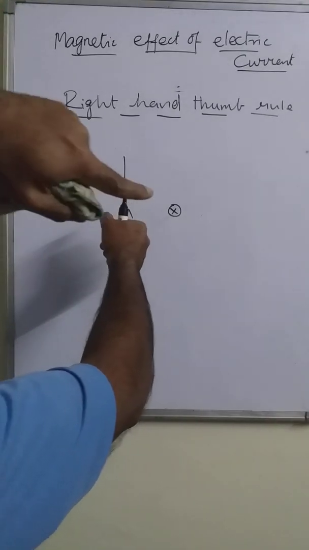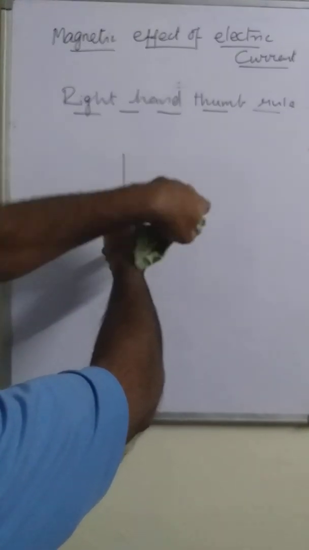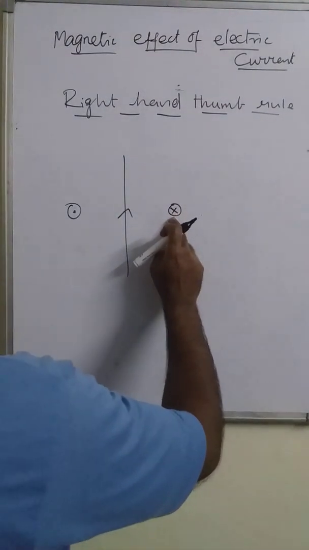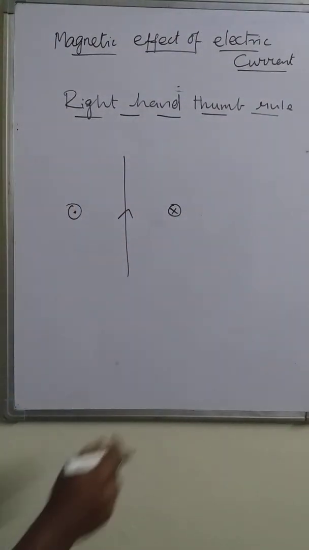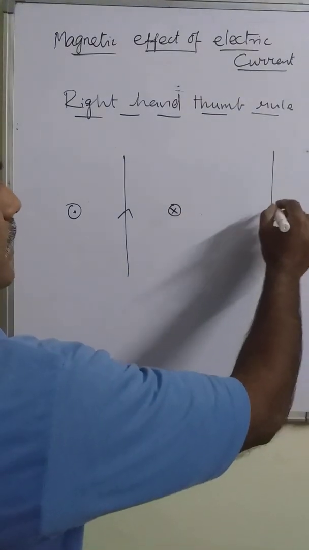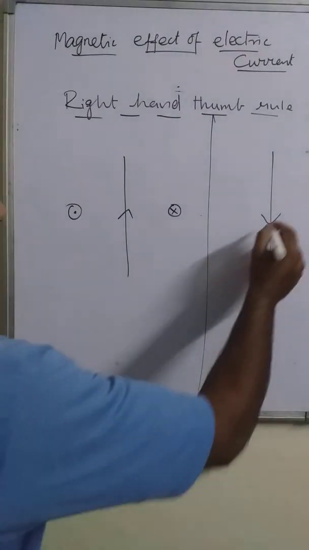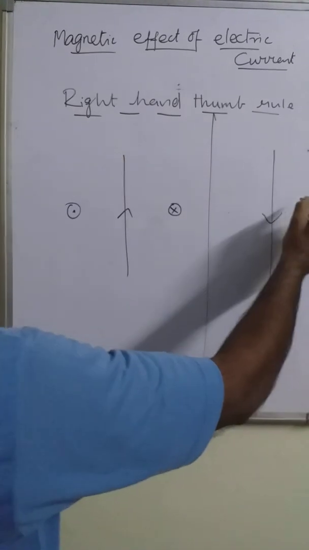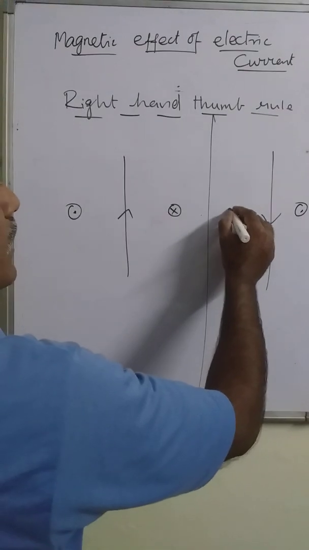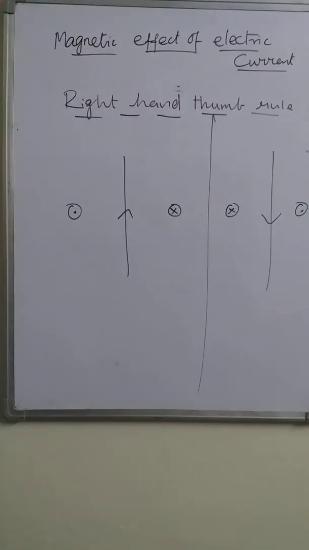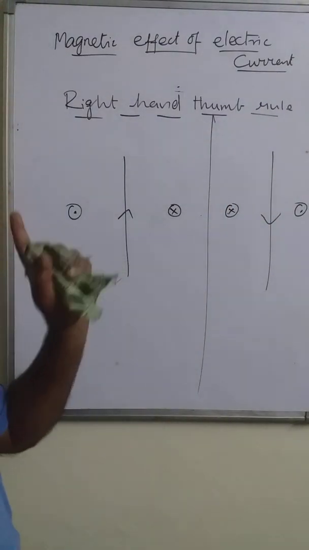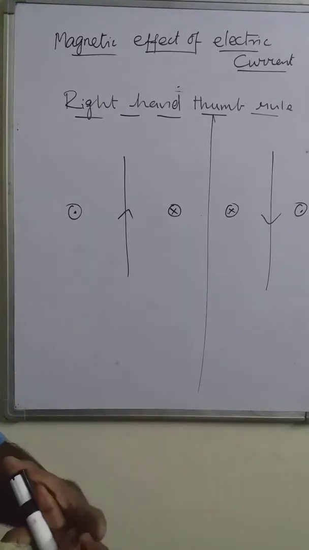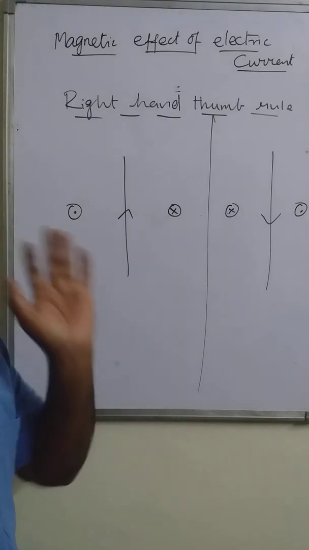At this point, magnetic field is entering into the board. That is inward magnetic field. Here the magnetic field is coming out. So here it is cross magnetic field and dot magnetic field. And for this conductor, if the current is reversed, here it will be reversed. That means this side dot magnetic field and this side cross magnetic field. This is how we determine the direction of magnetic field around a straight current carrying conductor.